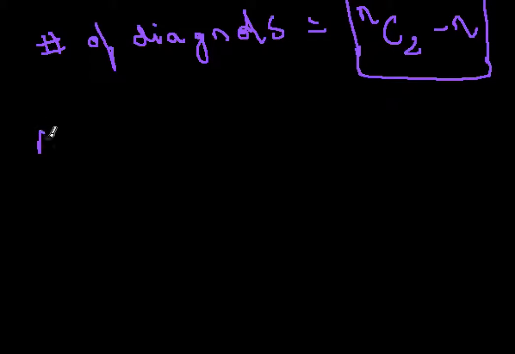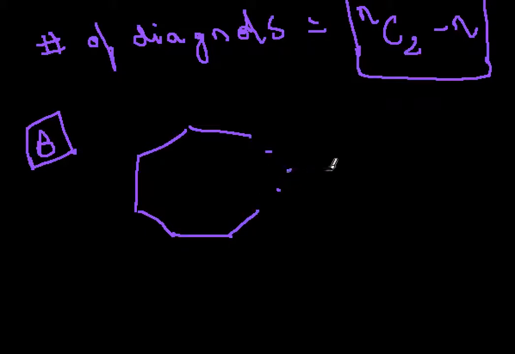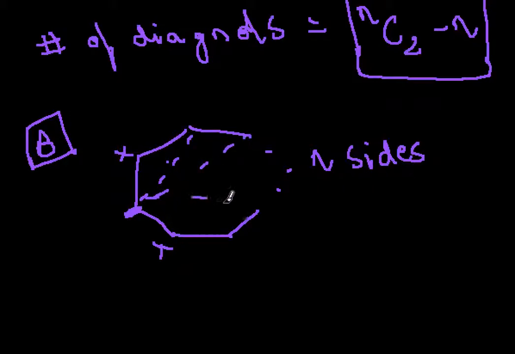Now the second way to do this could be, suppose we have an n-sided polygon. Let it have n sides in total. Now suppose we are concentrating on one particular point. How many diagonals could be formed from this particular point? We clearly cannot select this particular point and this particular point. We can select all other points to get one particular diagonal.